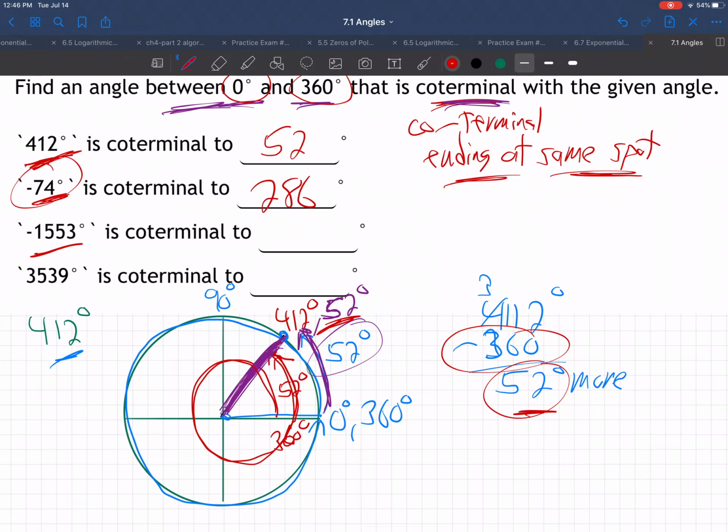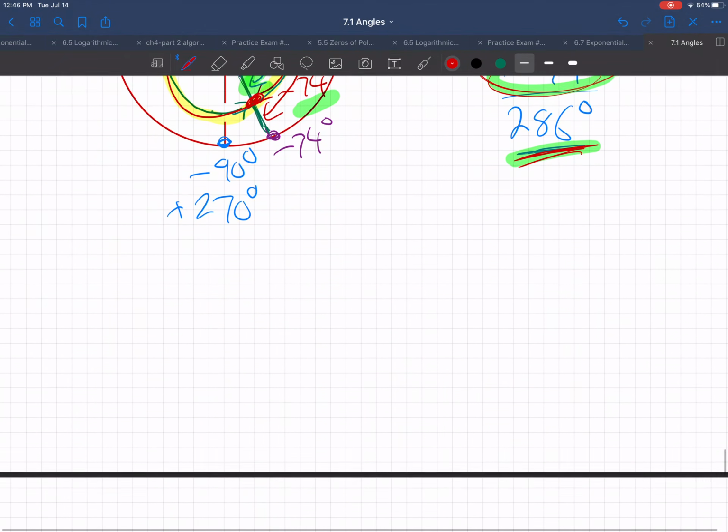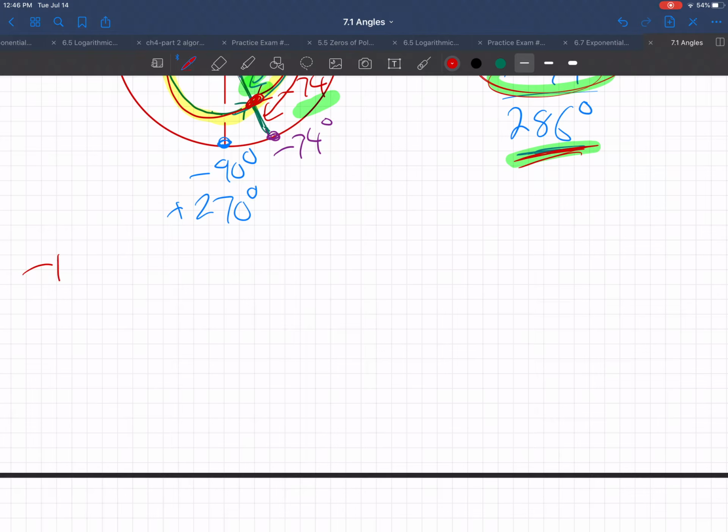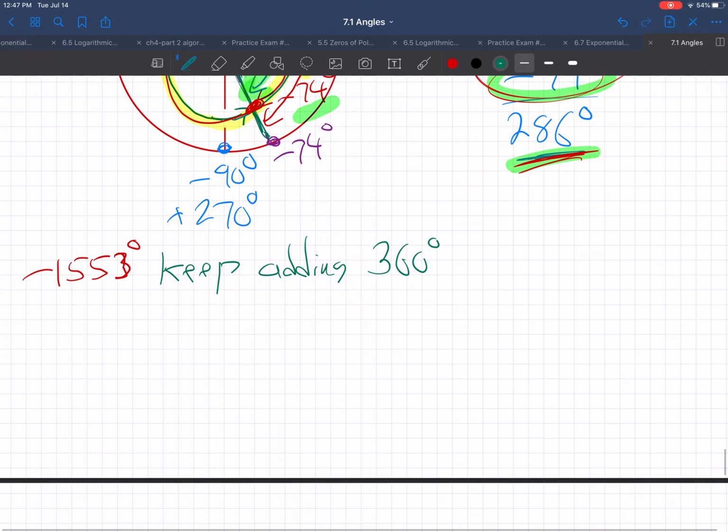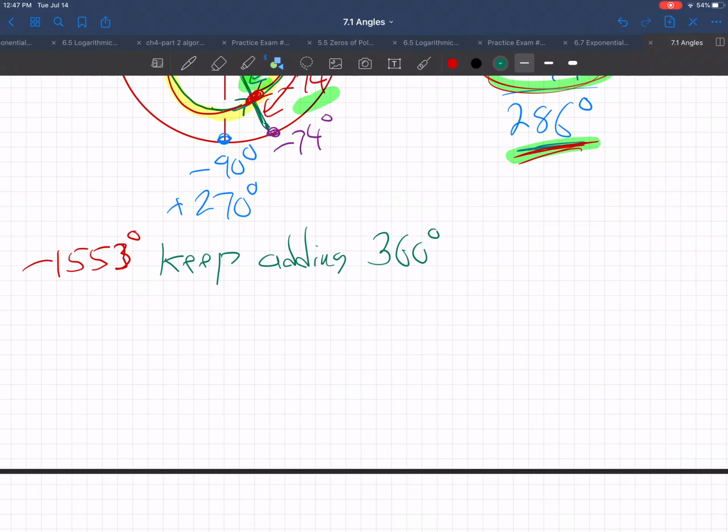How about negative 1553? Well, negative 1553 degrees, that's a crazy big negative angle. Here is the secret. Now that we've done all this, just keep adding or subtracting 360. You see, because whenever you add 360 or subtract, that's a full circle. You're in the same spot. Nothing's changed, right? Is that making sense for you? Let me draw the unit circle and whoops, that ain't the unit circle.